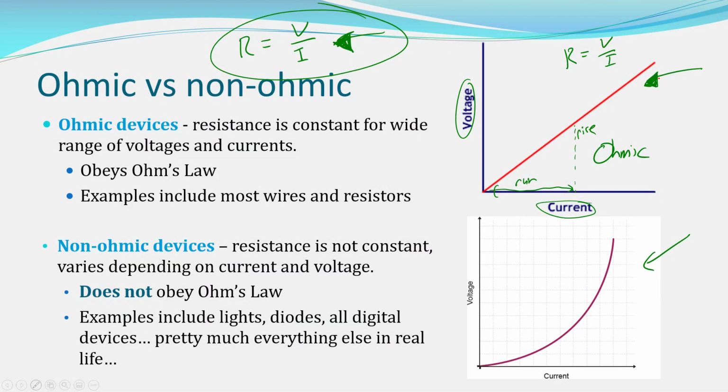And an example of devices that aren't ohmic is essentially anything that sort of has transistors involved, things like lights and LEDs. So for example, in an LED, you actually need to reach a certain voltage before any current flows at all. And then once you reach that voltage, that threshold voltage or the activation voltage, then you start getting something that resembles an ohmic curve, but overall it's not considered to be ohmic.